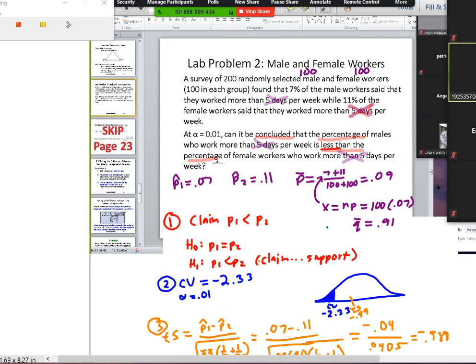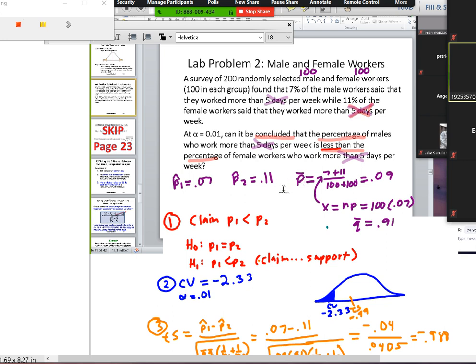All right, so then first we got to find P1. I gave it to 7%. You also got P hat 1, 7%. P hat 2, 11%, because this is from the survey. This is from the sample. You guys see this sample, so that's where this is coming from. So that's your P hat.